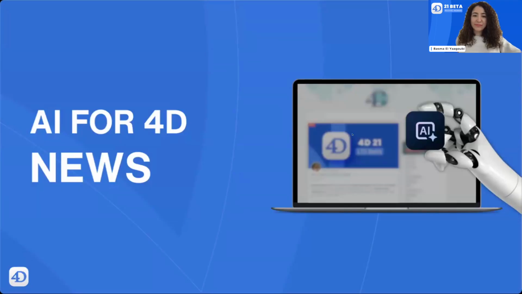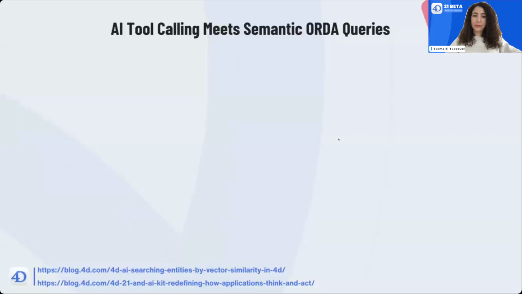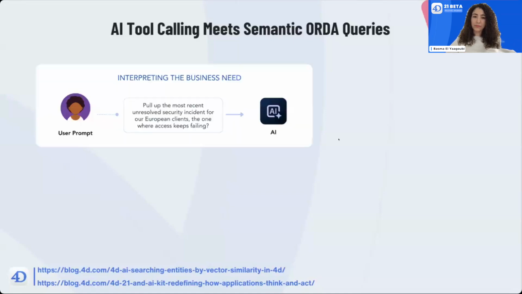Hi, everyone. Today we'll start with the first category in today's agenda, which is AI. Now, 4021 changes how your application responds, not by adding more AI, but by letting the AI module work directly with your business logic and your own data.